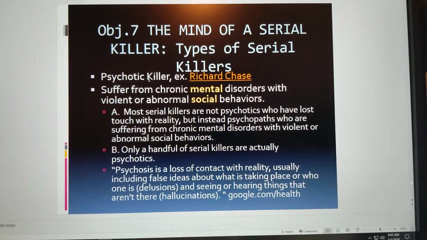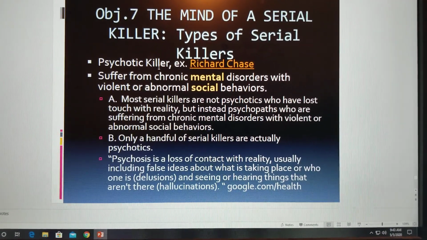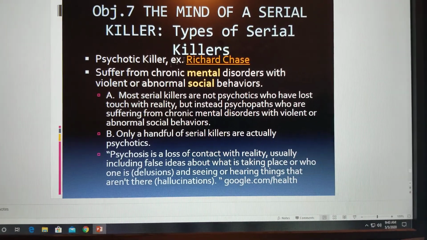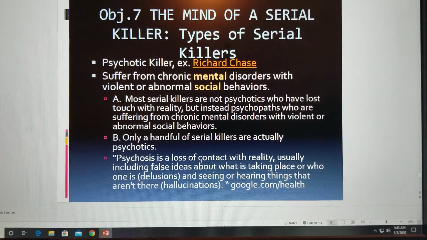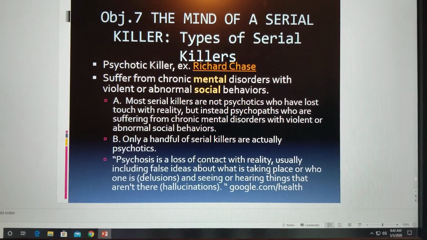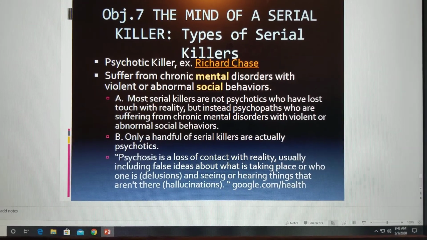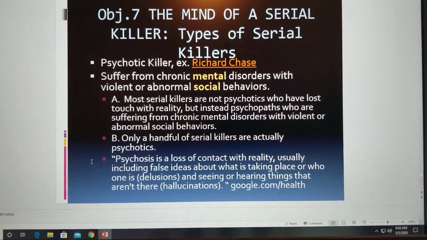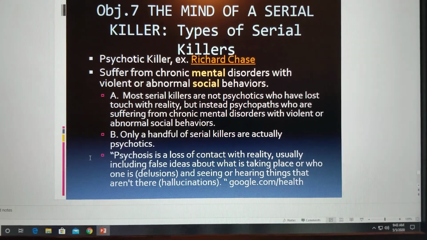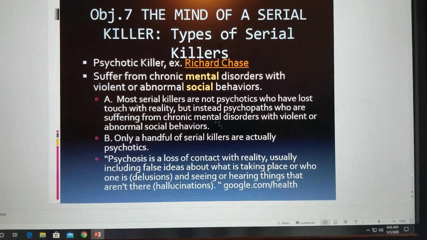Psychotic killers, these guys are chronically ill. They have mental disorders, and these guys are usually caught because they're all over the place. They leave evidence behind because they're psychologically not there. The hard part about psychotic killers is they can be difficult at times because they can shoot somebody, then stab somebody, then rape somebody, then strangle somebody. So their MO can deviate big time.